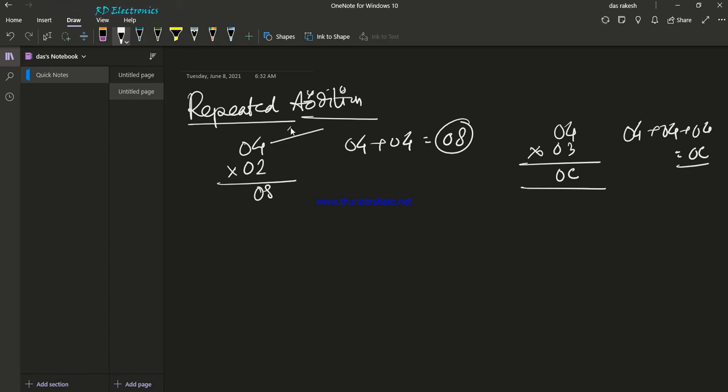We repeat the addition of this 4 depending on this number. Here 2 means we add 2 times, here 3 means we add 3 times. Say another example, 5 into 6. Here 5 into 6 means addition of 5 six times. So that's why the program is named the repeated addition method.